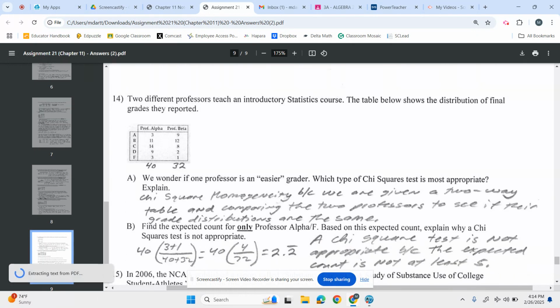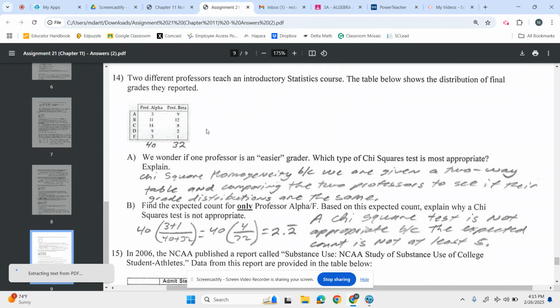All right, number 14. Again, we have another two-way table. When you have a two-way table, it's either going to be independence or it's going to be homogeneity. Now, it says we wonder if one professor is easier than the other. Well, easier implies that there's a difference in the two. Difference means that it has to be homogeneity. So they want to see if alpha or beta, which one's easier or more difficult. So if one's easier, that implies they're different. They're not the same. So that would be a homogeneity test.